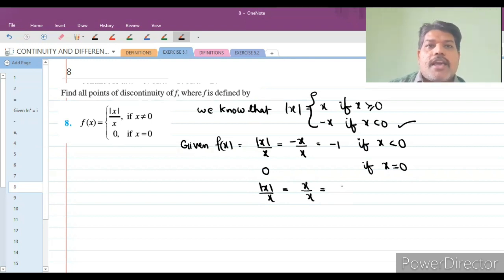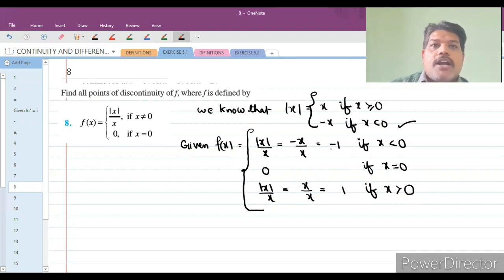So x will be cancelled, it will become 1. That means here, if x value is greater than 0. So the given function is defined like this: f of x value will become -1 if x is less than 0, f of x value will become 0 if x is equal to 0, and f of x value will become 1 if x value is greater than 0.